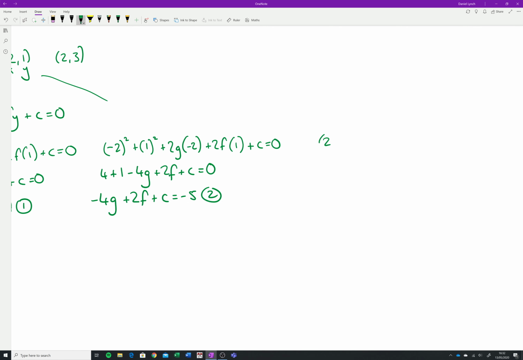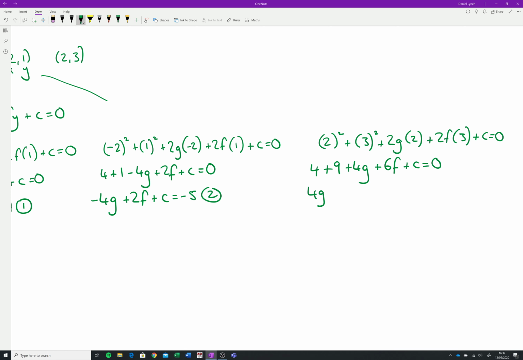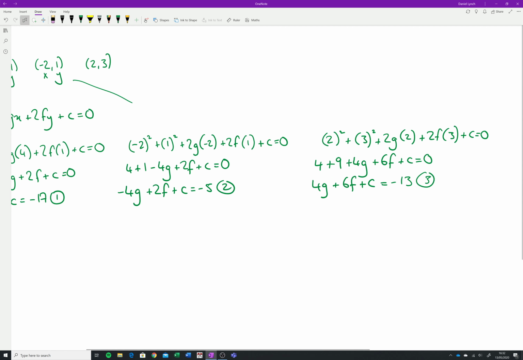And we'll do our third one now. It's x squared, 2 squared, plus y squared, plus 2g times x, plus 2f times y, plus c equals 0. So we get 4 plus 9 plus 4g plus 6f plus c is equal to 0. So we have 4g plus 6f plus c is equal to, and this time we will subtract 13 from both sides. That's our third equation.